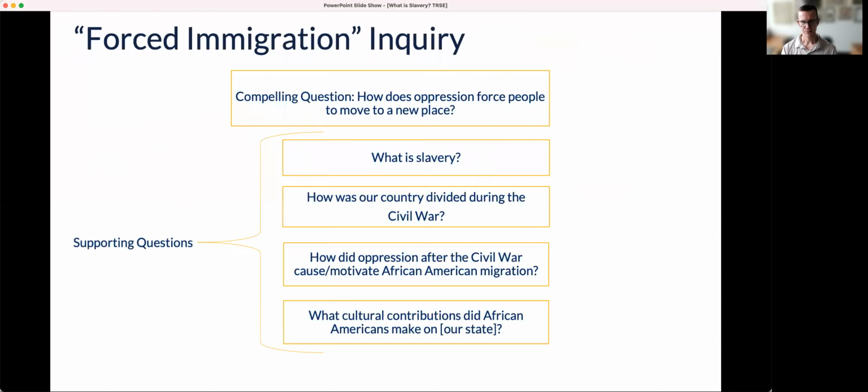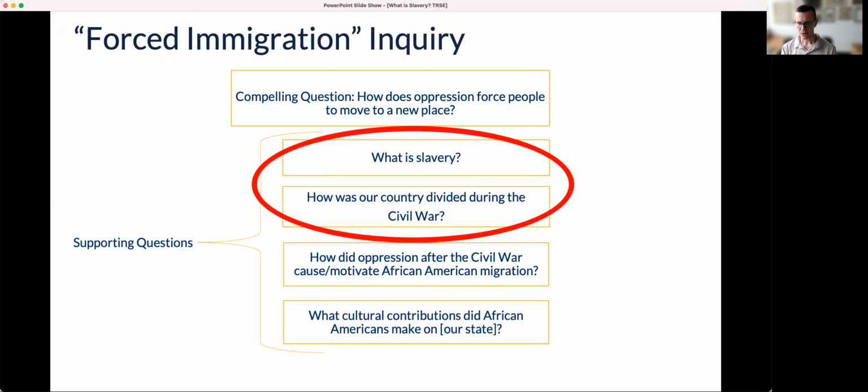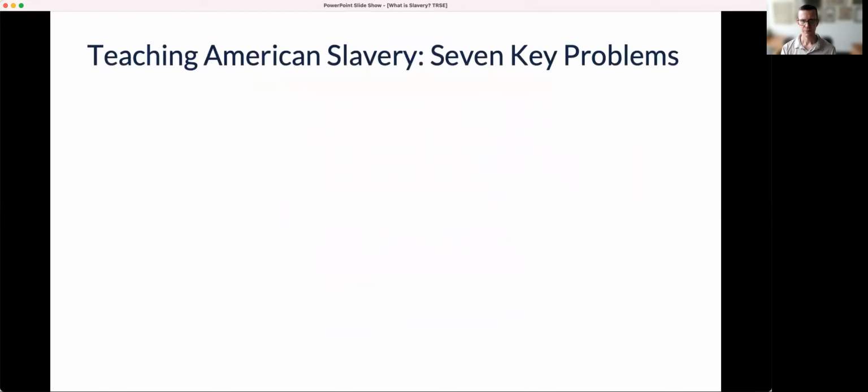This paper in particular focuses on a subset of one of the inquiries, the forced immigration inquiry. You can see students researched the compelling question, how does oppression force people to move to a new place? I was particularly interested in how students develop their conceptualizations of slavery when they were researching these 2 questions during the inquiry: What is slavery, and how is our country divided during the Civil War?